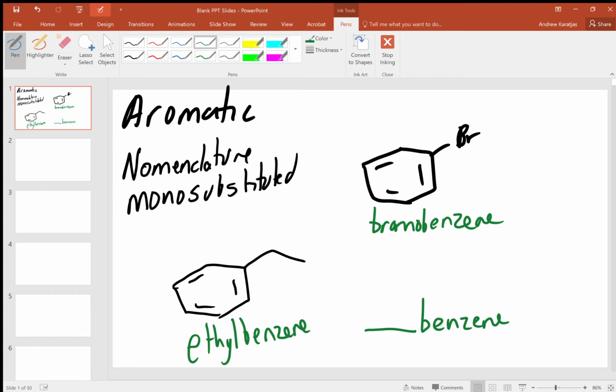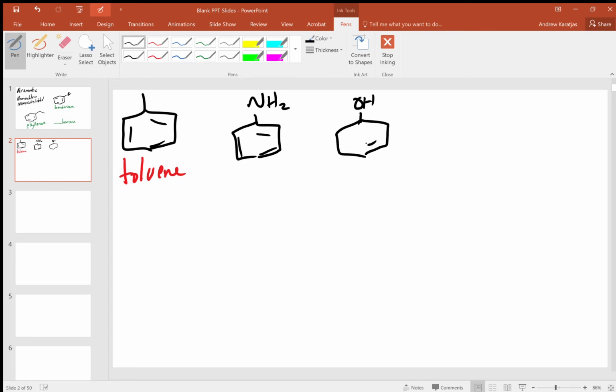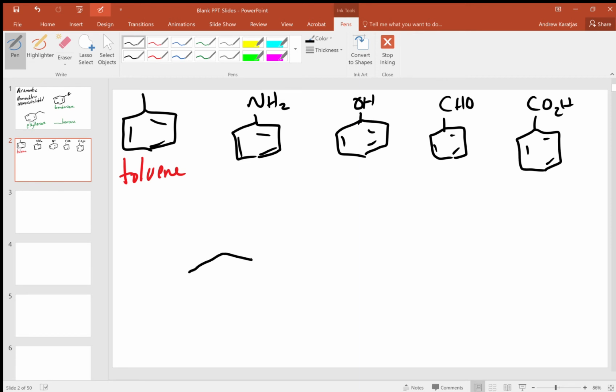The problem, as we said, is there's a lot of aromatics, especially monosubstituted, that are known by their common names. So for example, this one, which we might think just looks like methylbenzene, is known by the name toluene. And as we're going to see here, we have common names with an amine, alcohol, aldehyde, carboxylic acid, and even things like an alkene, as well as a methyl ether.